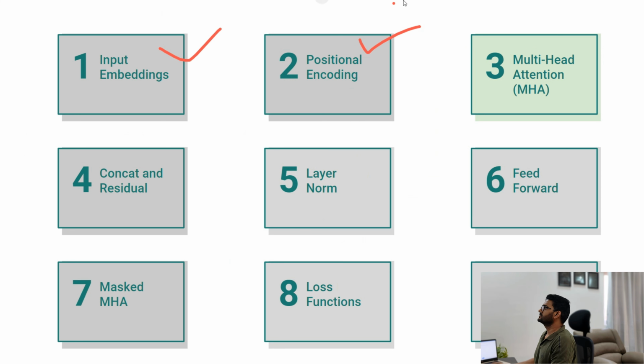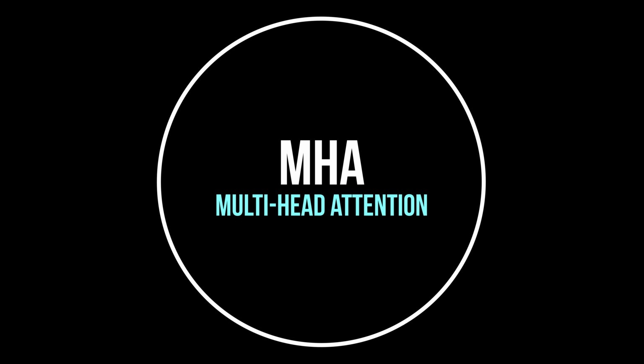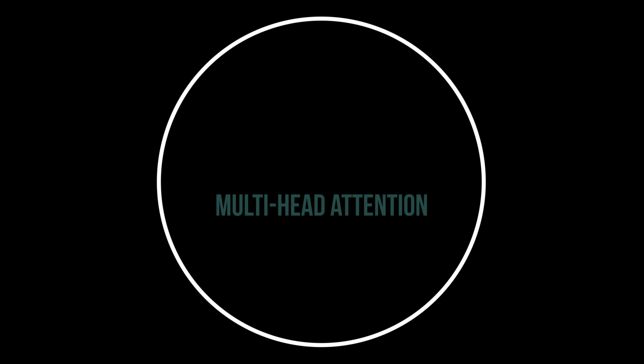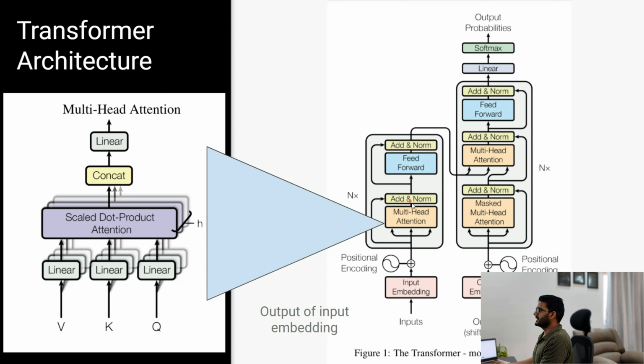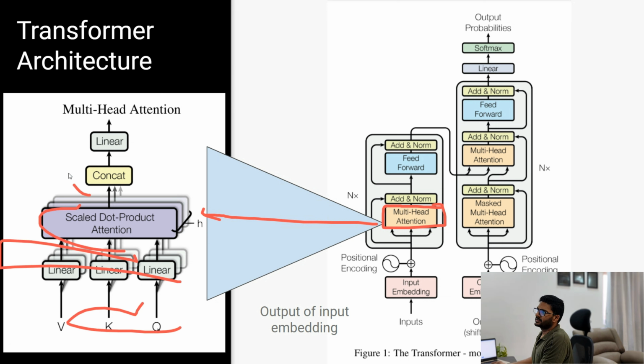Now comes the most important part of the architecture, which is multi-head attention. Now, the multi-head attention is this orange part. This looks complex when you zoom in. It has 5 different things happening. It looks very difficult, but it is not once you understand it. So let's take a deeper dive into the multi-head attention.